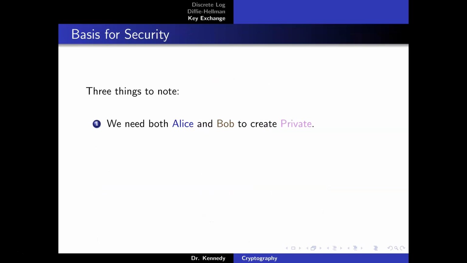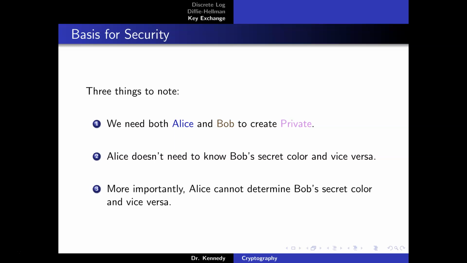A couple of things, well, apparently three things to note about this. Alice and Bob were both necessary in order to create the private color. Alice couldn't do it on her own. Bob couldn't do it on his own. The other thing is, they don't need to know anything about each other. Alice doesn't need to know what Bob's secret color is, and Bob doesn't need to know what Alice's secret color is. They don't need to have any communication other than that exchange of the paint color.